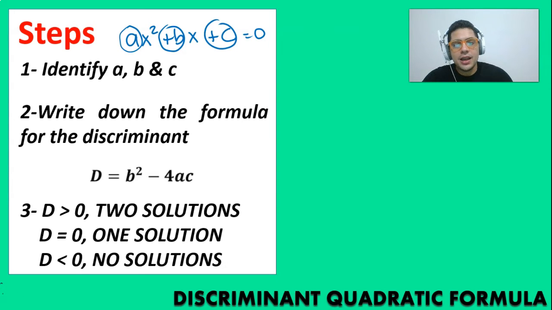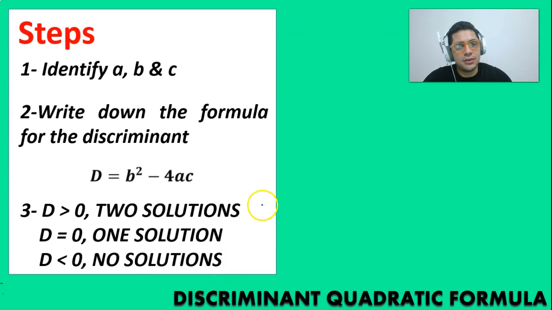So guys, if d is higher than 0, you're going to have two solutions. If d is equal to 0, you're going to have just one solution. And if d is less than 0, so if it's negative, you're going to have no solutions when you graph, right? Because here you're going to get, of course, imaginary solutions, right? So you're going to get i whenever the discriminant is less than 0.